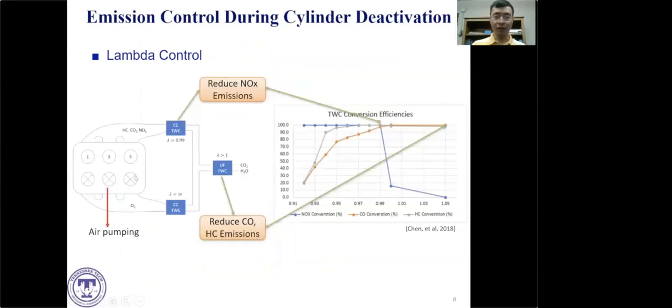Since no valve is deactivated for the deactivated banks, air is pumped through to the exhaust gas. To address emission control issues, we deploy 2-stage emission control. The first stage is to remove NOx and the cross couple by controlling the active bank lambda at 0.99. The second stage is to reduce the CO and hydrocarbon emissions in the overall lean condition. With the 2-stage controller, low NOx, hydrocarbon, and CO emissions can be accomplished.